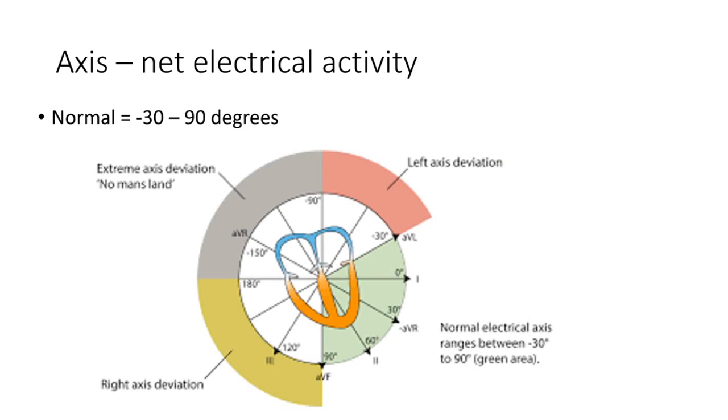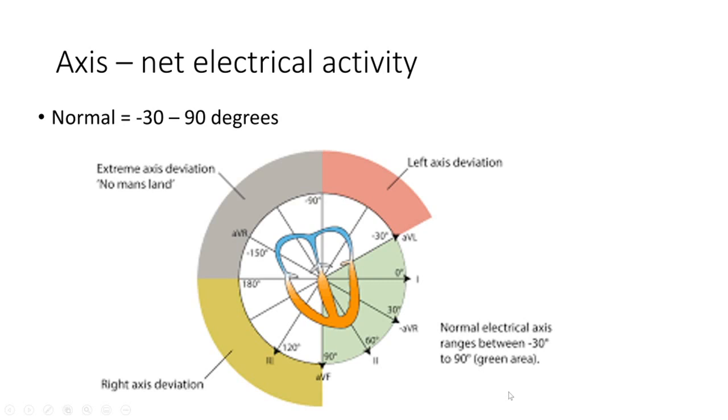Okay, so we've done rate, we've done rhythm, now on to axis. So I'm not going to go into the academics of the cardiac axis. I'm going to go into what I think we need to know with regard to the cardiac axis and how that relates to ECG. So the normal cardiac axis is minus 30 to 90 degrees.